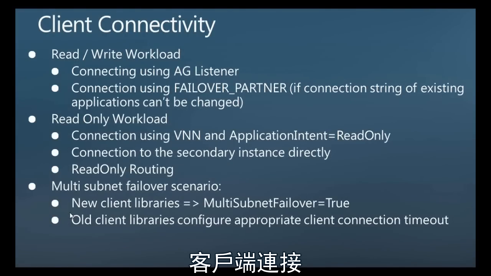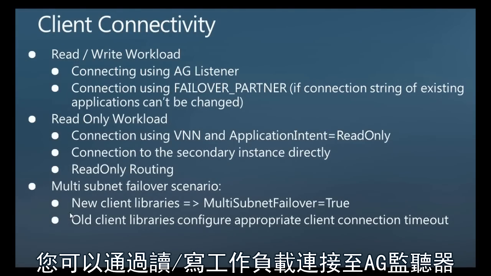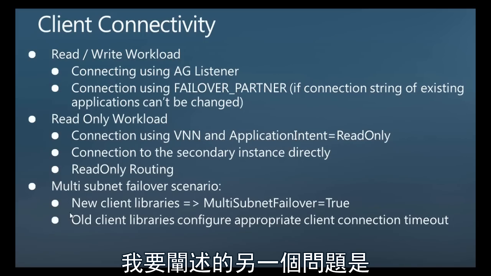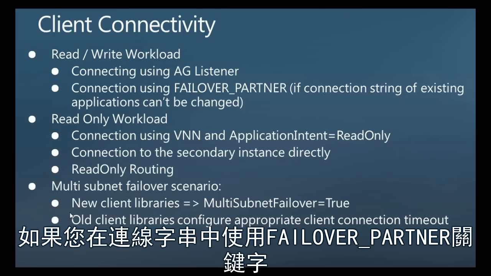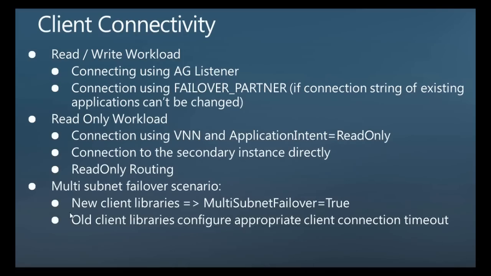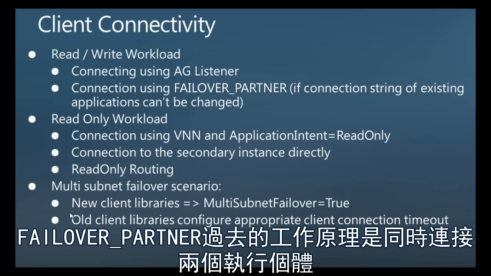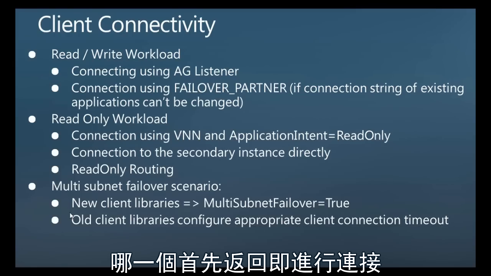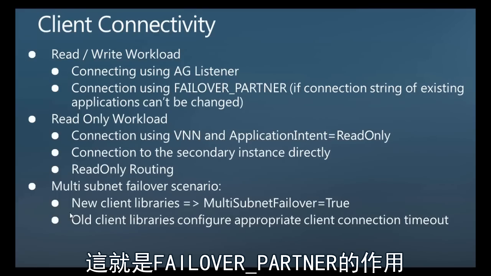Client connectivity. So you can connect to the AG listener with your read-write workload. Another thing I want to mention is if you are using a failover partner keyword in your connection string, it still works, but you need to configure all the secondaries to not allow connections. How the failover partner worked before is it connects to both instances together, and whichever returns first, it will connect. So that's what a failover partner does.